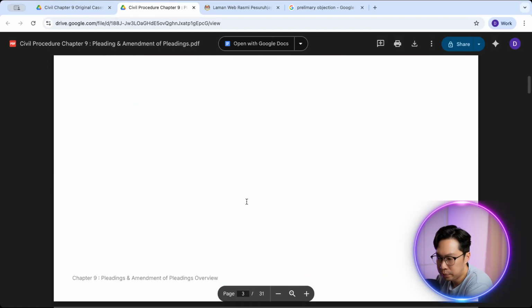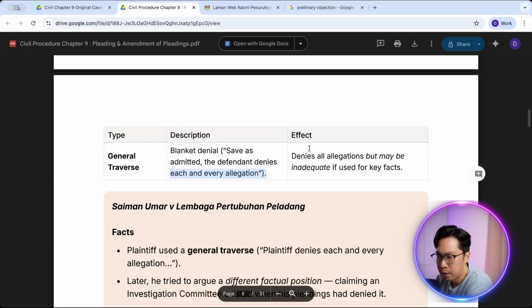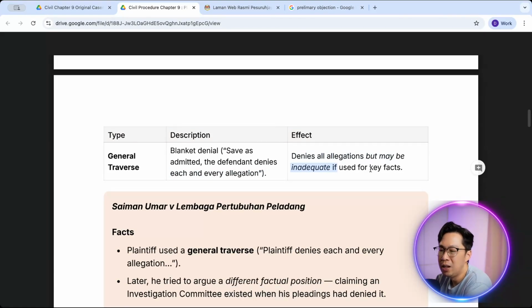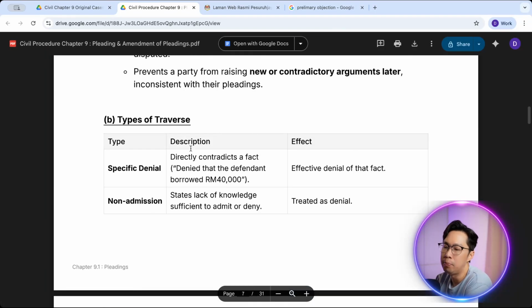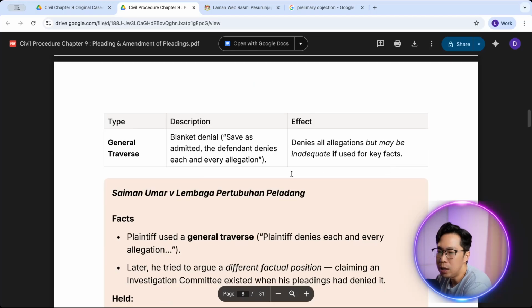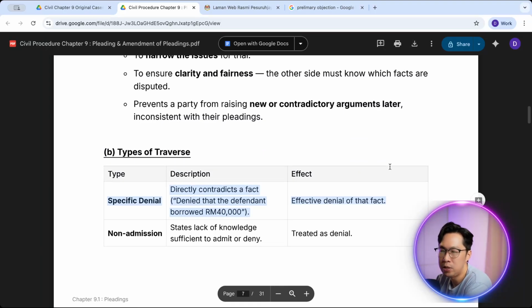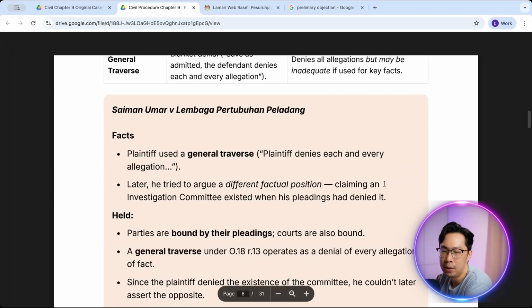You see here? Denies all allegations, but may be inadequate if used for key facts. So most of the time in practical scenarios, we go this way. This one is useful for a very long one, but if there are really key facts, it's much better that we go this way. Okay? It's not often you get a question on this in the exam. I only see it two or three times. You get this part.